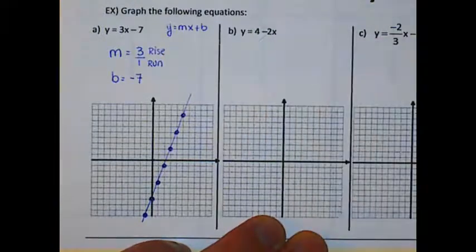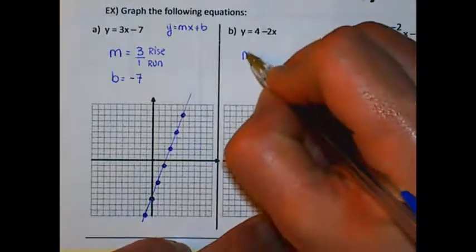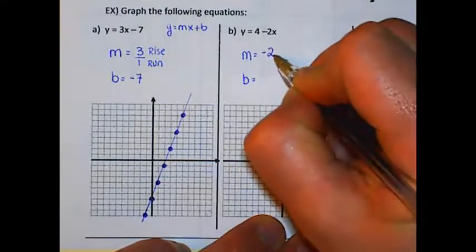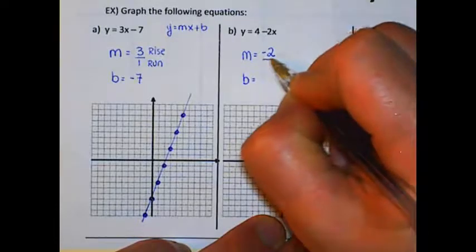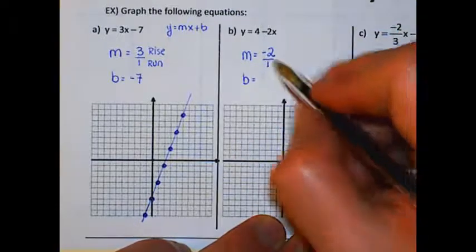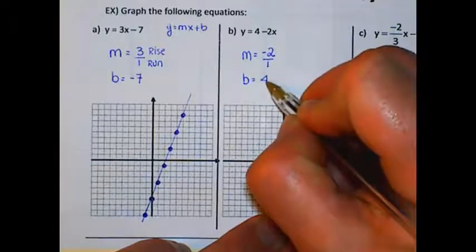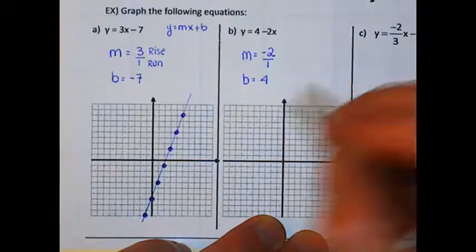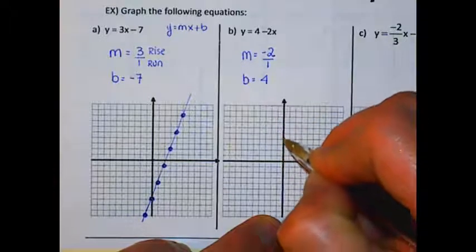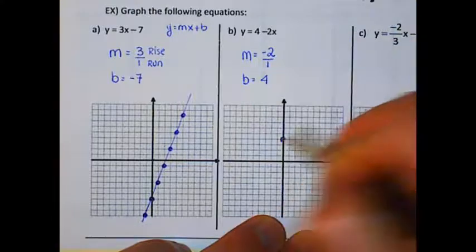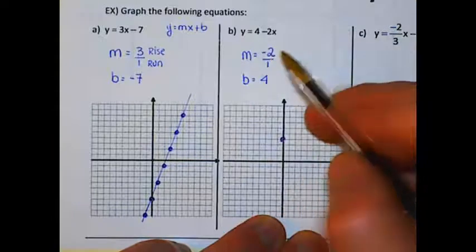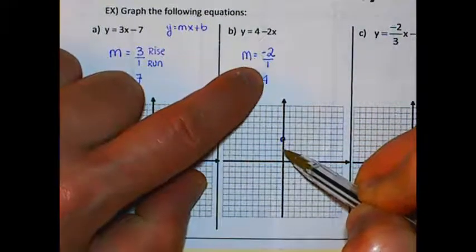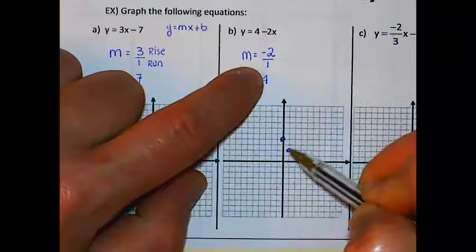Here, the first thing we ask is, is the y alone? Yes, it is. So we can identify m and b. My m is -2, and because it's a whole number, I'm going to put a 1 underneath to make it into a fraction. And my b is number 4. Very well. I'm going to start graphing by starting with the b. So I go up 4 and make a point there. And then using my slope, the slope tells me -2, so I go down 2, and I always go to the right, so right 1.